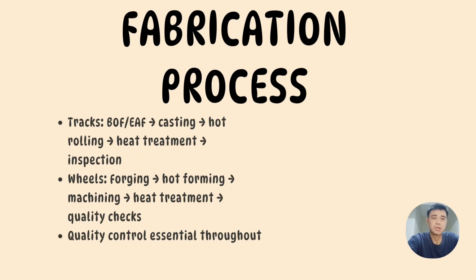Next, for the fabrication process, the fabrication of the track begins with steel making and hot rolling, followed by heat treatment. The wheels are forged and machined to the precise profile, then heat treated for reliability. Both processes include rigorous inspection to meet quality standards.